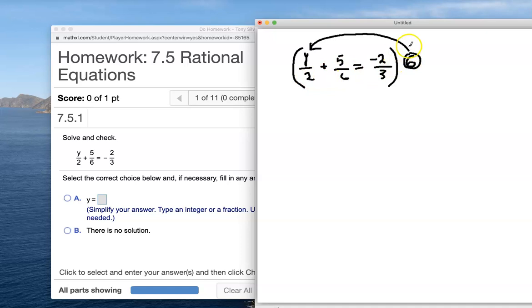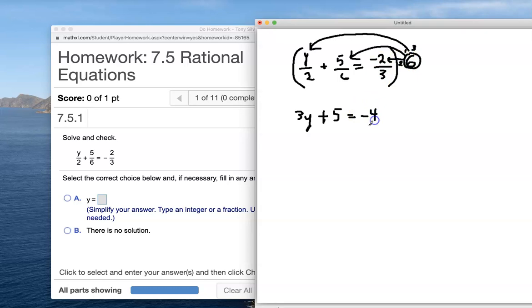2 goes into 6 3 times. So this arrow represents 3 that hooks up with the y to produce 3y. Bring down the plus. Circle and point to this guy. 6's cancel, leaves you with 1. 1 times 5. Bring down the equals. Starting to look prettier already. Circle and point this. 3 goes into 6 2 times. 2 times negative 2 is negative 4.